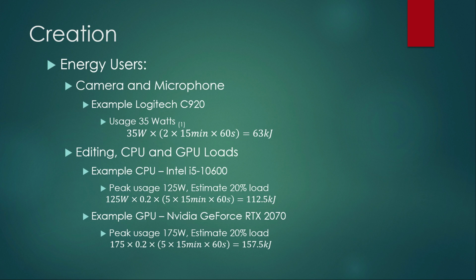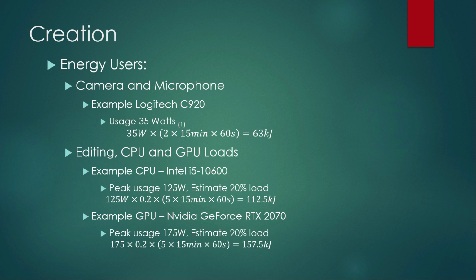I chose to use the Logitech C920 as it is a cost-effective all-in-one device. The documentation for the Logitech C920 provides the power usage of the device to be 3.5 watts while recording. If it's assumed that twice as much footage is recorded than ends up in the resulting video, the estimated energy use should be approximately 63 kilojoules.